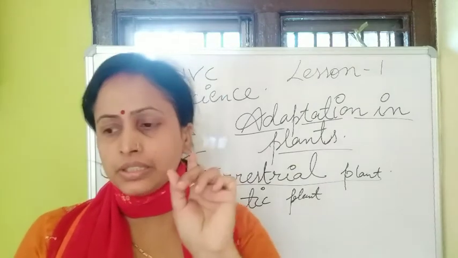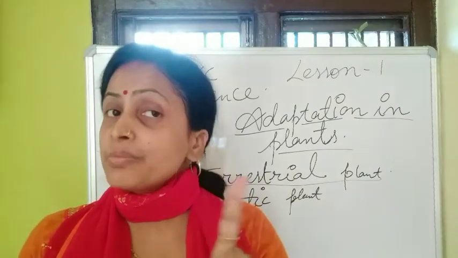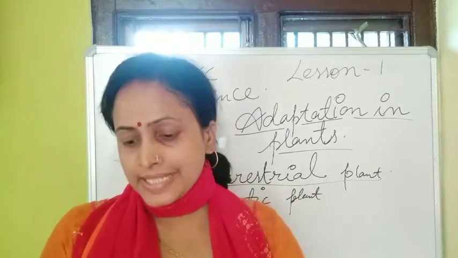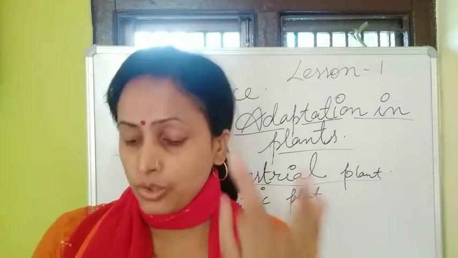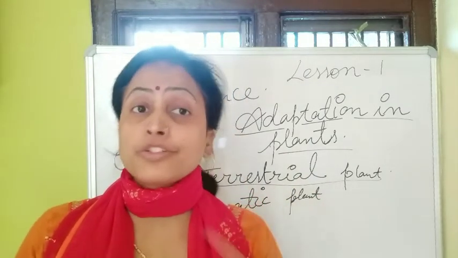So what have we learned in the plain? First, it has a moderate climate. Moderate means neither too hot nor too cold. Second, the soil is loamy soil. Loamy soil means it is very fertile soil and suitable for the plants to grow.